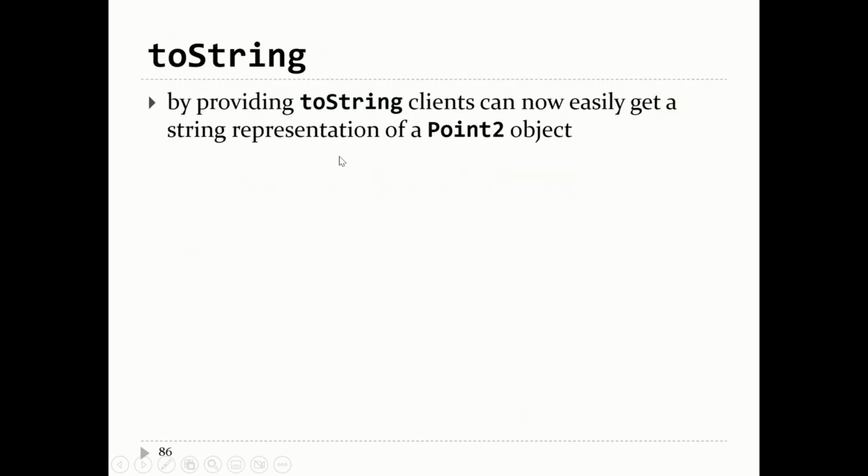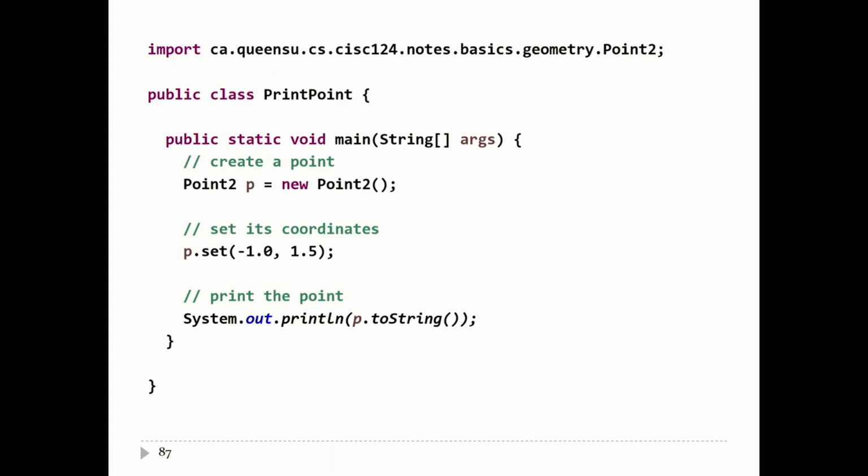All right, so by providing a toString method, now people can print our point2 objects. If we make a point2 object and set its coordinates to -1 and 1.5, you can now print the point just by calling p.toString. You don't even need the toString. You can leave off the toString and println.